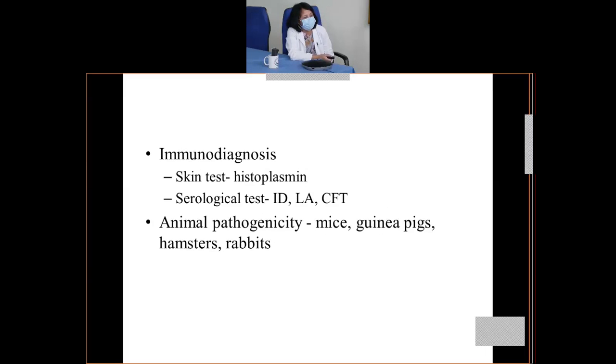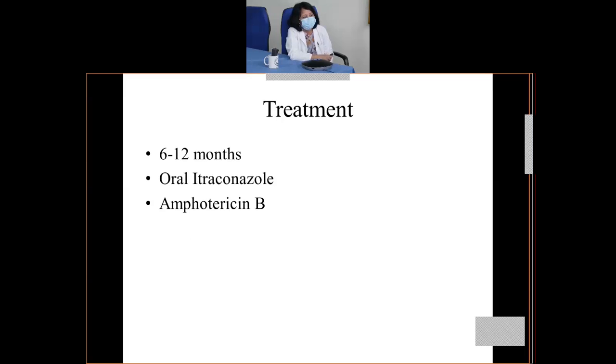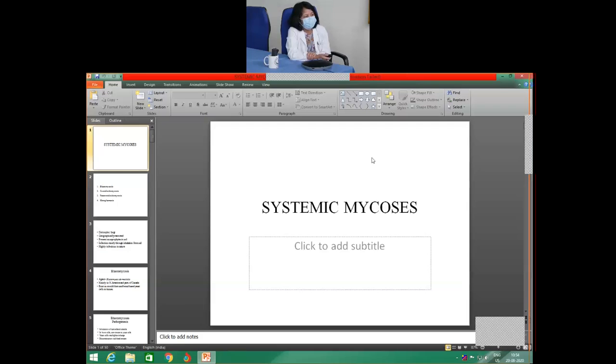For immunodiagnosis, a skin test using the antigen histoplasmin, and serological tests such as immunodiffusion, latex agglutination, and complement fixation test can be done. Animal pathogenicity can be tested in mice, guinea pigs, hamsters, as well as rabbits. Treatment is prolonged for this kind of fungal infection, requiring 6 to 12 months. Oral itraconazole is very effective as an antifungal agent, and for disseminated infection, amphotericin B is the drug of choice. So that is all regarding this systemic mycosis.